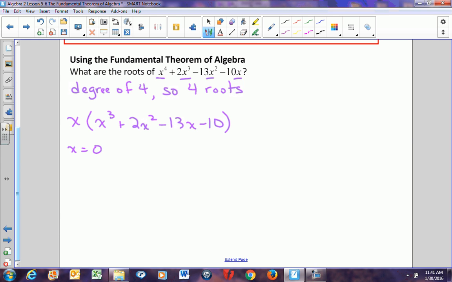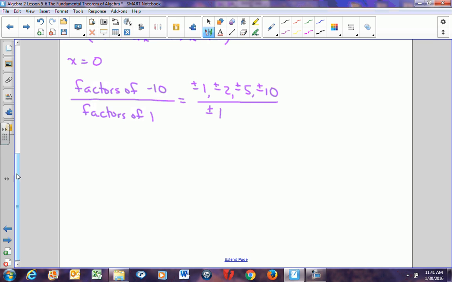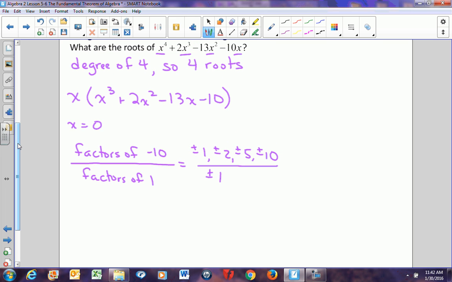Once I've done that, I'm going to look for the possible rational roots. The possible rational roots are the factors of 10 over the factors of 1. So I have plus or minus 1, plus or minus 2, plus or minus 5, plus or minus 10, because everything is over plus or minus 1. So my possible roots are plus or minus 1, 2, 5, and 10. I'm just going to start testing these and see which ones are roots and which ones aren't.